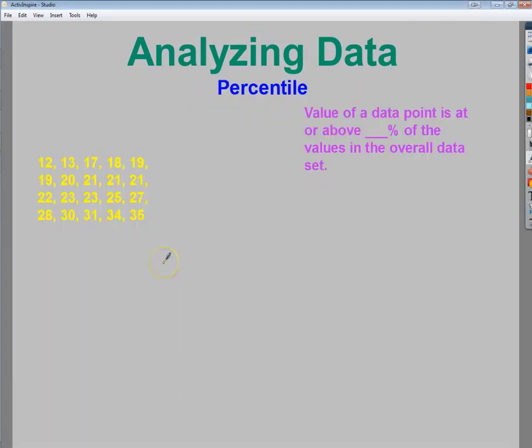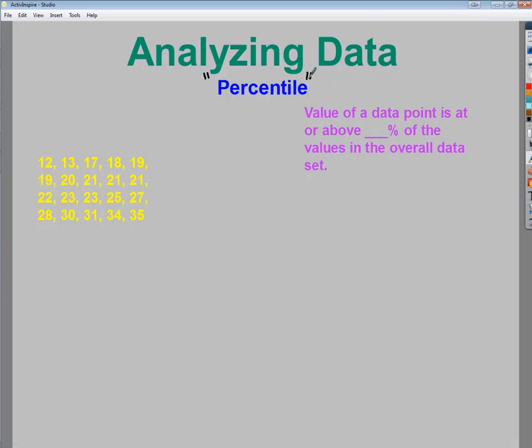In this video, I'm going to talk about analyzing data. Specifically, I'm going to talk about the term percentile. Where you'll see percentile most often is in things like standardized tests, the ACT, the SAT, that kind of stuff. Those tend to give you things like your percentile is this. So maybe you're in the 75th percentile for your composite score on the ACT.